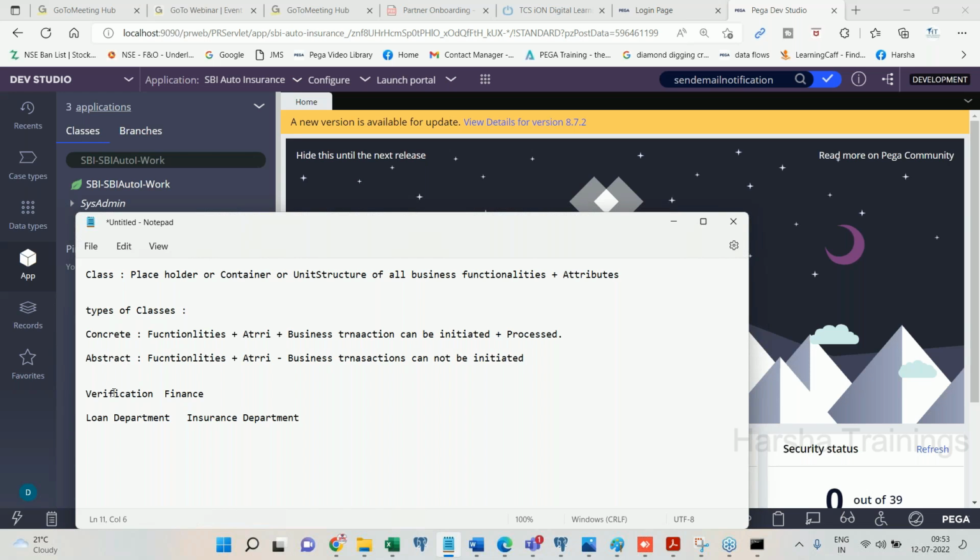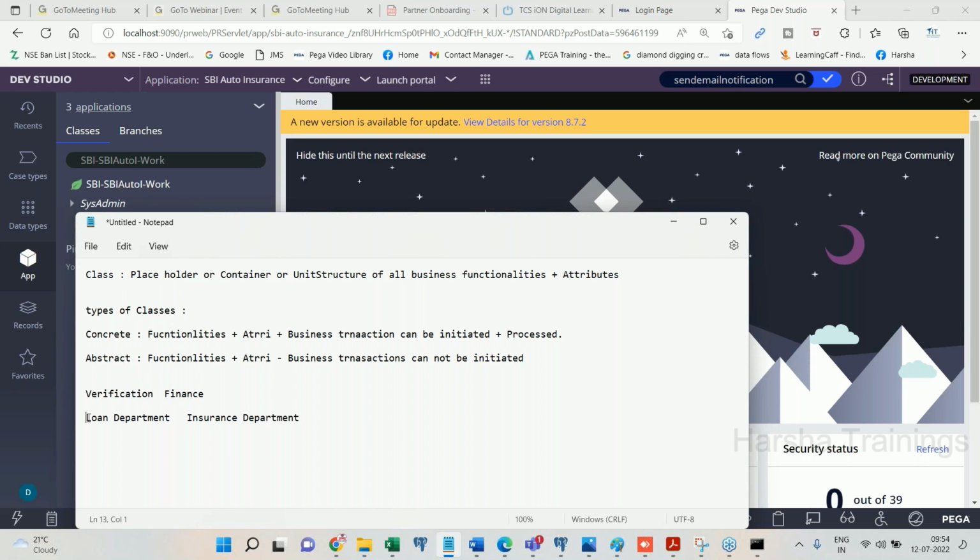So like this, and also there is a need: every class should not have the feature of initializing business functionalities, business transactions. Each department you consider as one class. My verification department class should not have any authority to initialize the business transaction. So when I am creating the verification department as a class, which one should I choose, abstract or concrete? I should choose abstract. Finance department as a class, if my finance department physically is there, I am setting it up in my business application the same way, creating a class called finance. While setting this up, I have to create it as abstract.